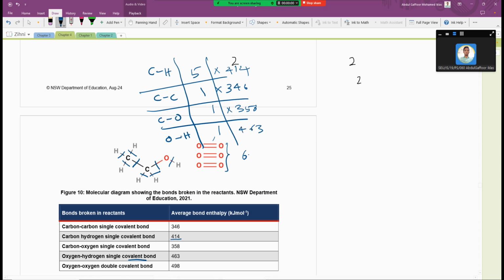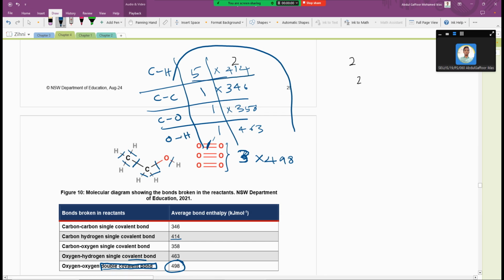Then you see oxygen double covalent bond is given. For breaking this bond we require 498. So you have to just use, there are 3 oxygen double bonds, so 3 times 498. Now you just have to multiply this and this, plus this and this, plus this and this, plus this and this, plus this and this. Can you just quickly calculate it using a calculator?